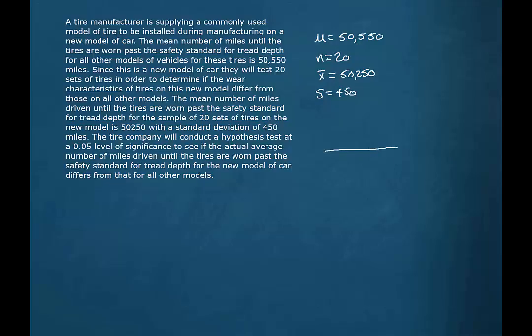So the hypothesized situation is that the population mean is 50,550. And the question is, does the mean differ for this new model? Now, different would be greater than or less than. So this will be a two-tailed test.